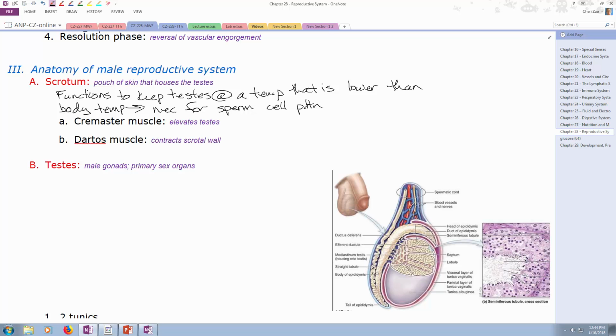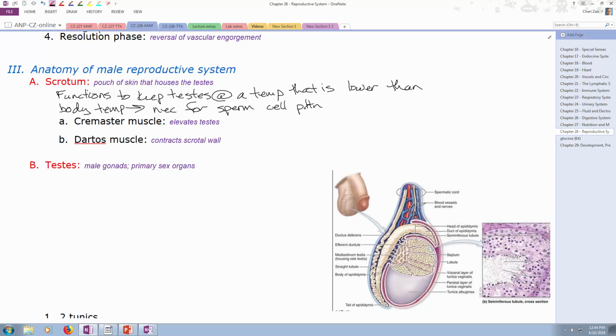So if somebody has an undescended testicle, what does that mean? It's inside the body cavity. What do you know about the fertility of that testicle? Not fertile, okay? Now, if you have an undescended testicle, they can easily go in and surgically help it get into the scrotum, and then that testes will have the ability to produce fertile sperm cells. So that's important, that it is outside the body cavity at a lower temperature.